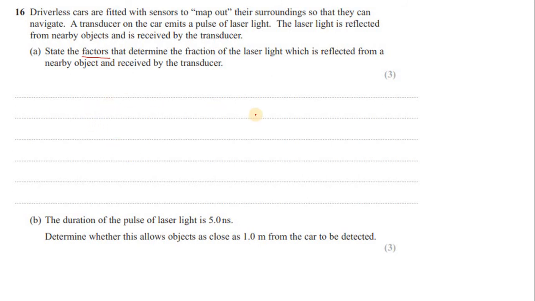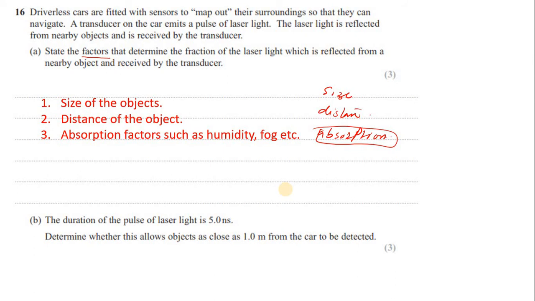Clearly it depends on, number one, the size of the object, or how far the obstacle or the object is, that means distance. And there is another factor you can include, which is the absorption factor. When the laser light is emitted from the car and is traveling towards the object, then in between we can have some absorption. That means we can have humidity, fog, or some water vapors that can affect the reflection of laser light. So these three you can include.